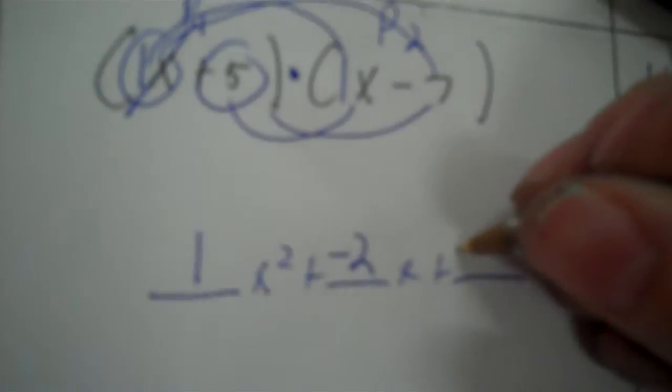If you don't have a power, you don't have to put 1. If you want 1, put a 1. And then 5x, if you want a power, put a 1. Then negative 35. So you have the x to the second, the x, and the constant. So x second, you have 1. X, you need to add these. Negative 7 plus 5. Negative 2. And then negative 35.